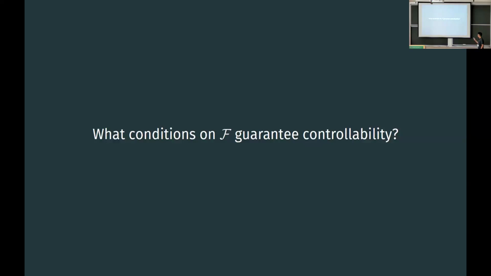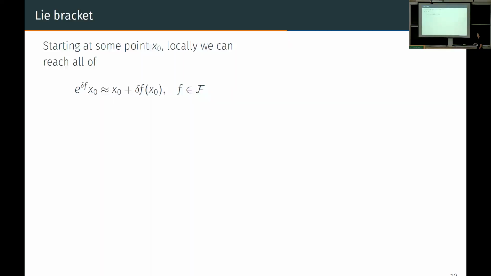And so what conditions on this control family will guarantee controllability? This is a very well-studied problem in control theory, with some major results. Here, I'll just motivate this a little bit. What are the directions that I can reach with my control family? Of course, all the vector fields in my control family are enough. From x0, I can go in each of the directions in my control family. So these directions are all here.